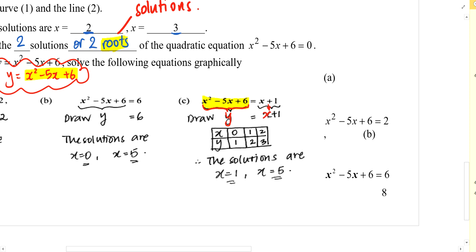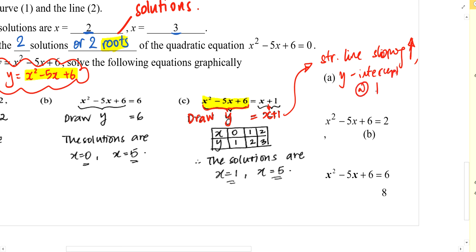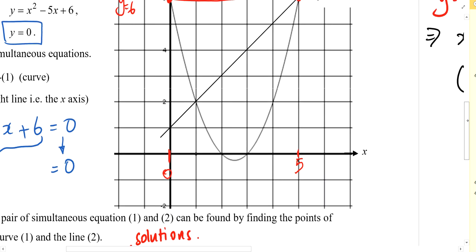Okay, so x plus 1 equals to, write the word draw. This time, it is no longer a horizontal line. This time, we have to draw a graph of y equals to x plus 1, which we all know is a straight line sloping upwards with the y-intercept at 1. So draw the straight line y equals to x plus 1, find the point of intersection.